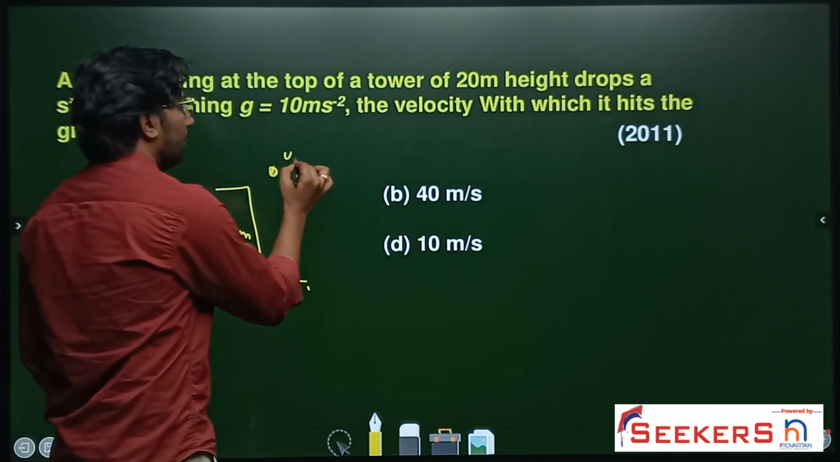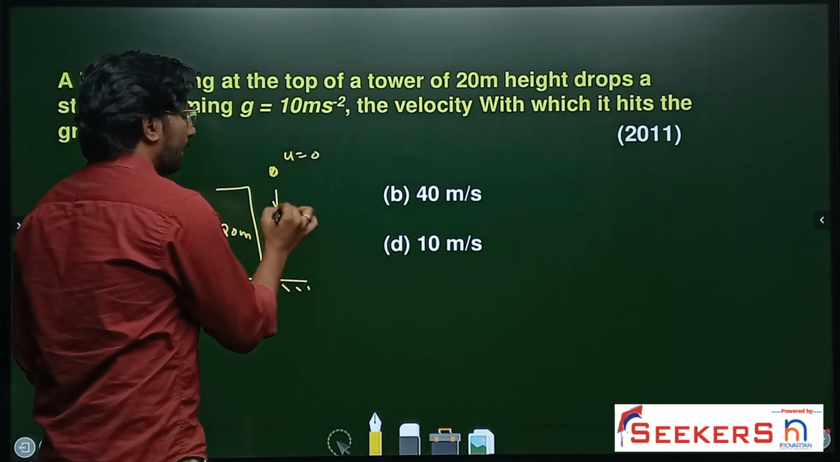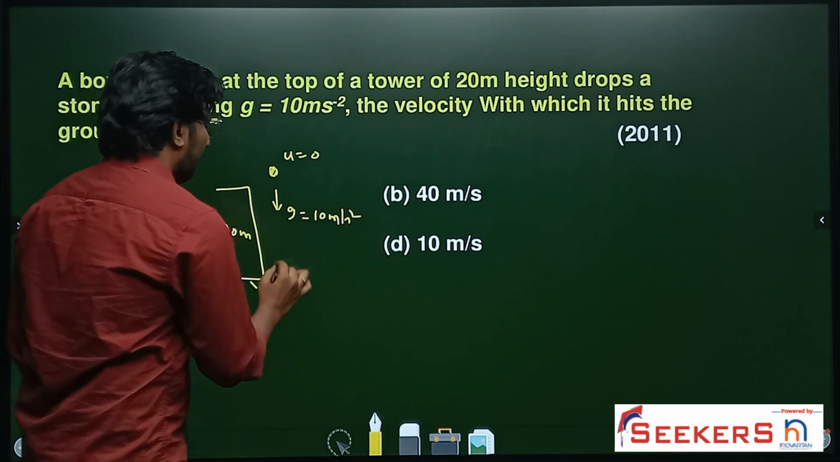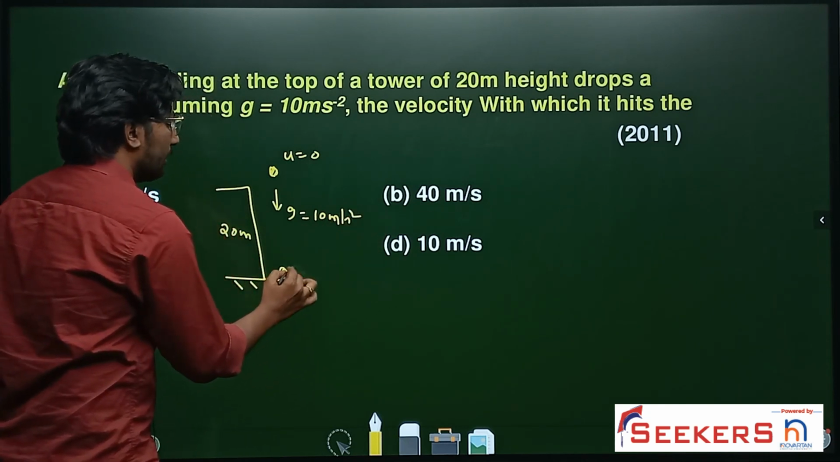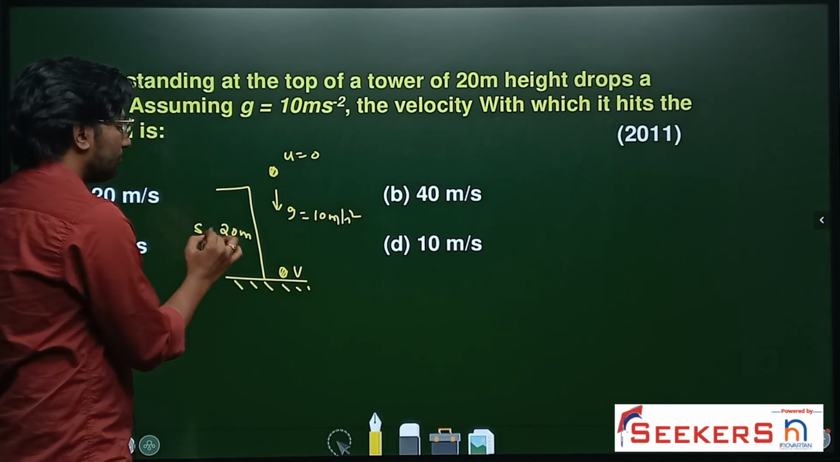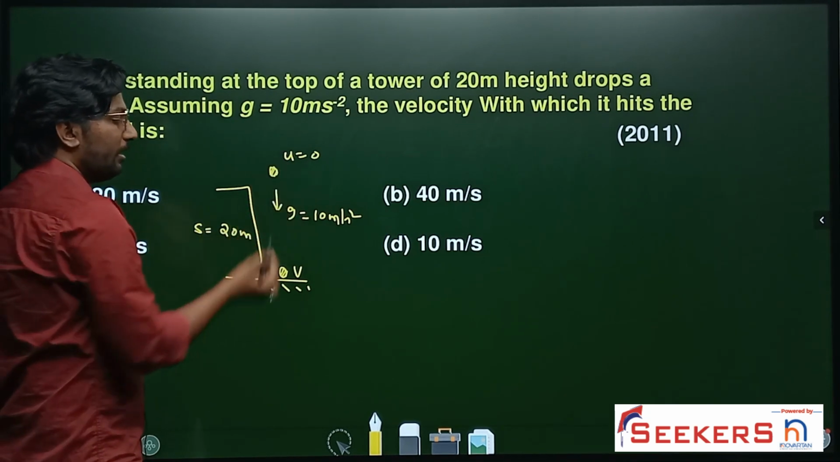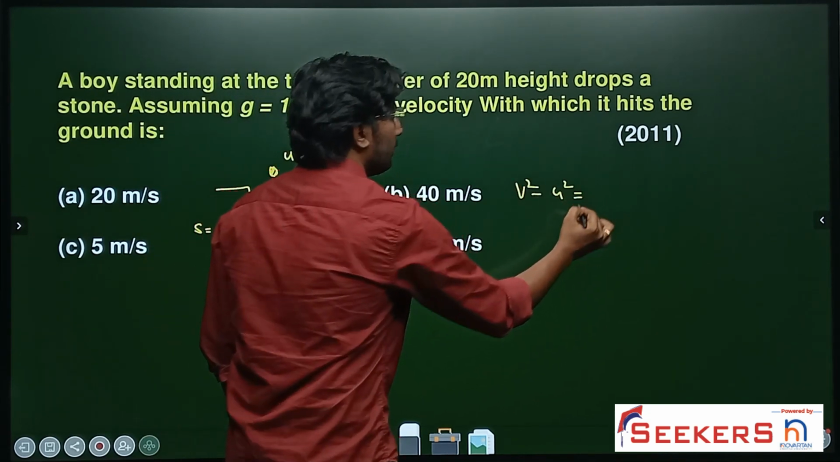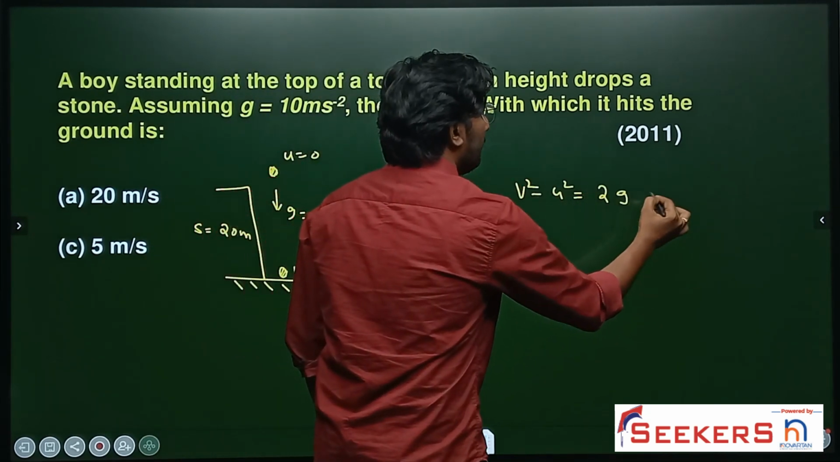So that means here the initial velocity is 0, the ball experiences acceleration due to gravity, which is 10 meter per second square, and you need to know with what velocity it will hit the ground. So you have to find v; you have s, the displacement, g and u. So you can use the equation v square minus u square is equal to 2gs.